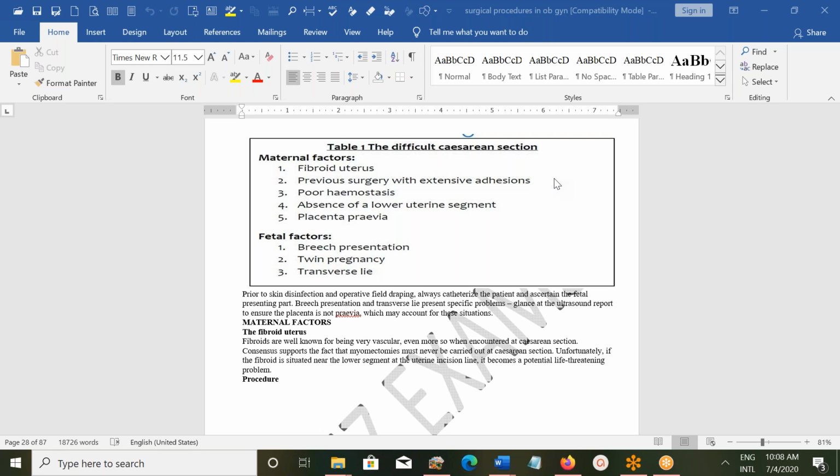In which of these cases you will call the consultant? Placenta previa. Why?